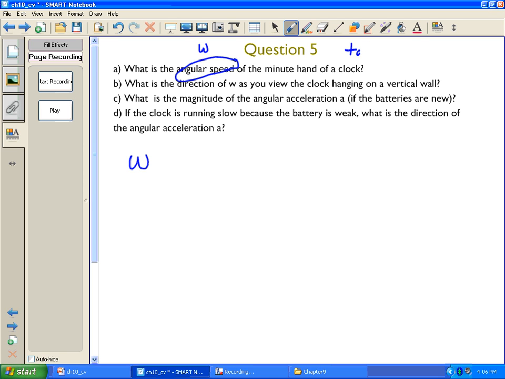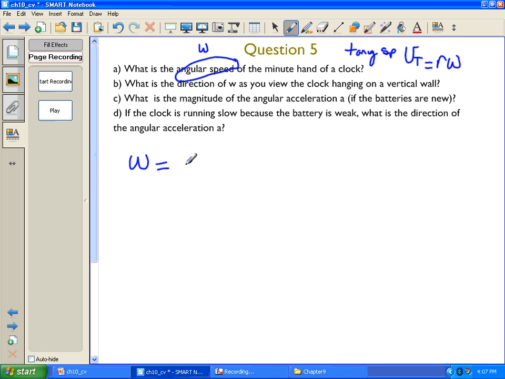If we had been asked for tangential speed, that is v sub t. And let's not forget that v sub t is equal to r omega, so we would need to know how long the minute hand is to be able to say precisely what its tangential speed is, but we would have already had to calculate the angular speed. All right, so how do we calculate the angular speed?